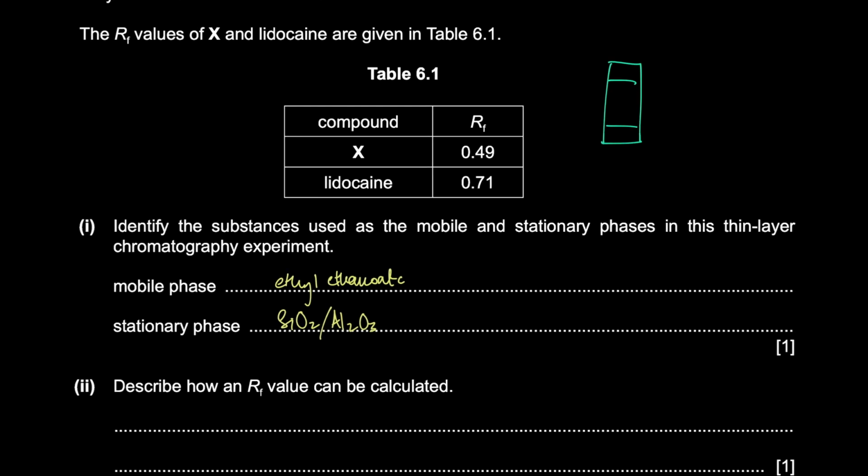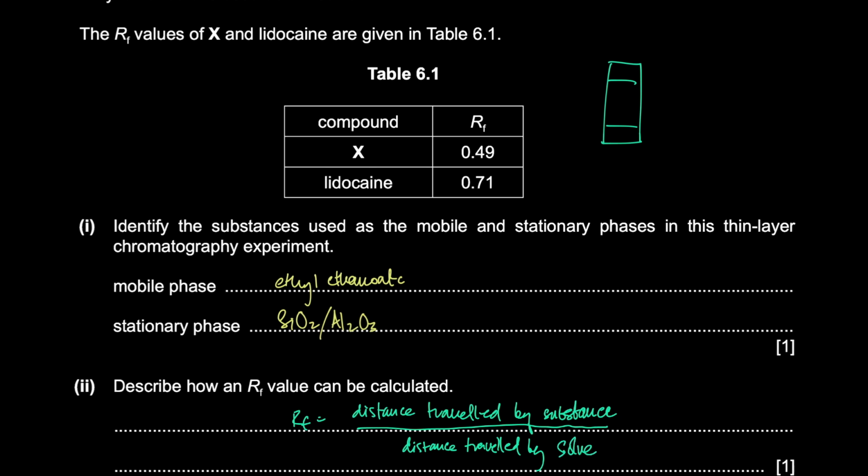Suggest how the RF value can be calculated. The RF value is simply the distance traveled by a substance divided by the distance traveled by the solvent front. That's how you calculate the RF value.